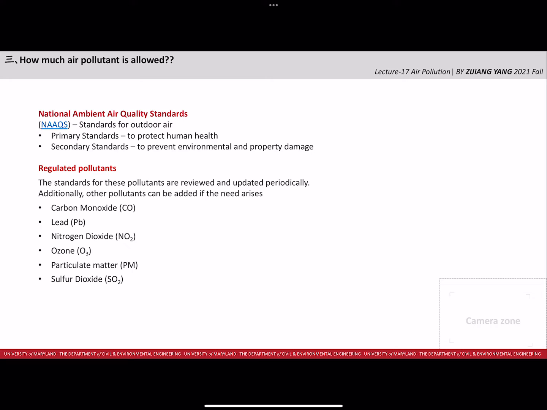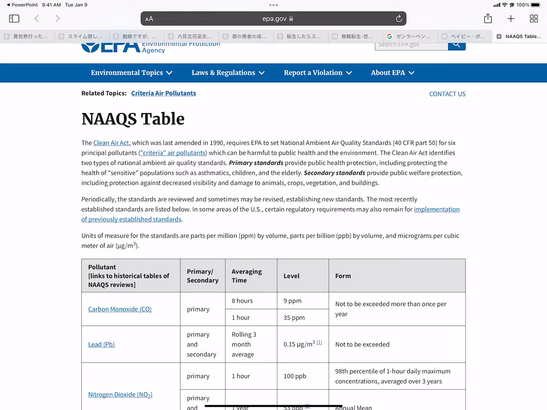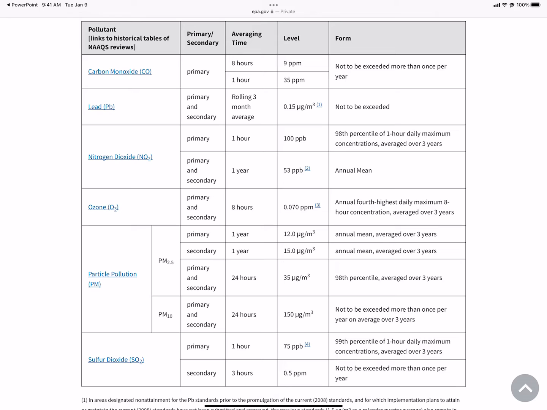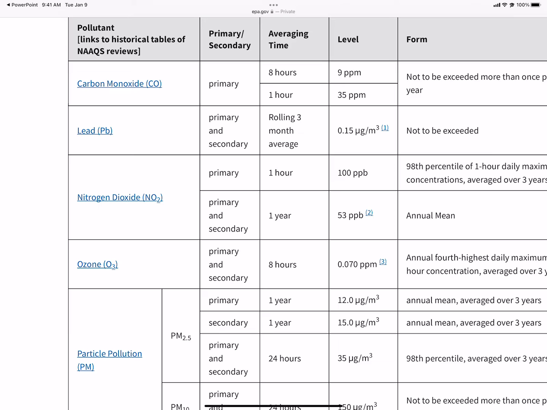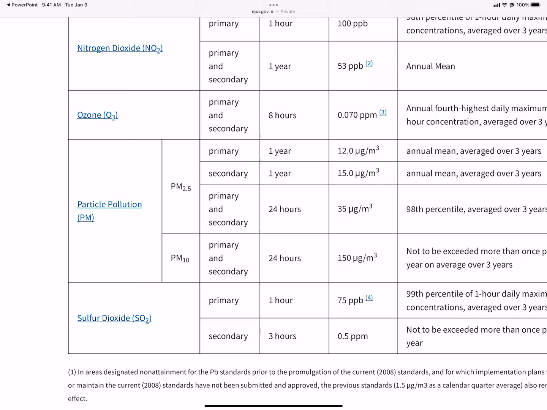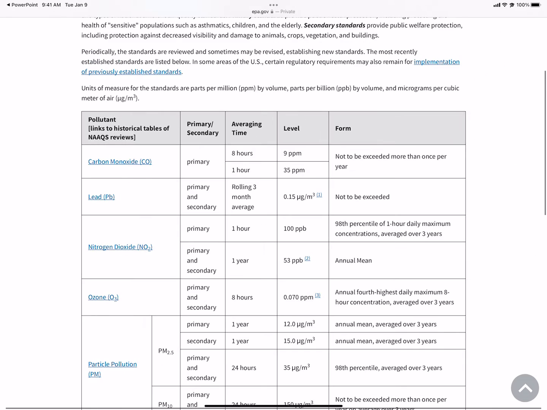And then we have the National Air Quality Standard. Here is a website. For the National Air Quality Standard table, it regulates different types of air pollutants. We have carbon monoxide, lead, which we have discussed, nitrogen dioxide, ozone, particulate matter, and sulfur dioxide. I will go through them one by one. But we can see that we have the primary and secondary in the table. So what does it mean?